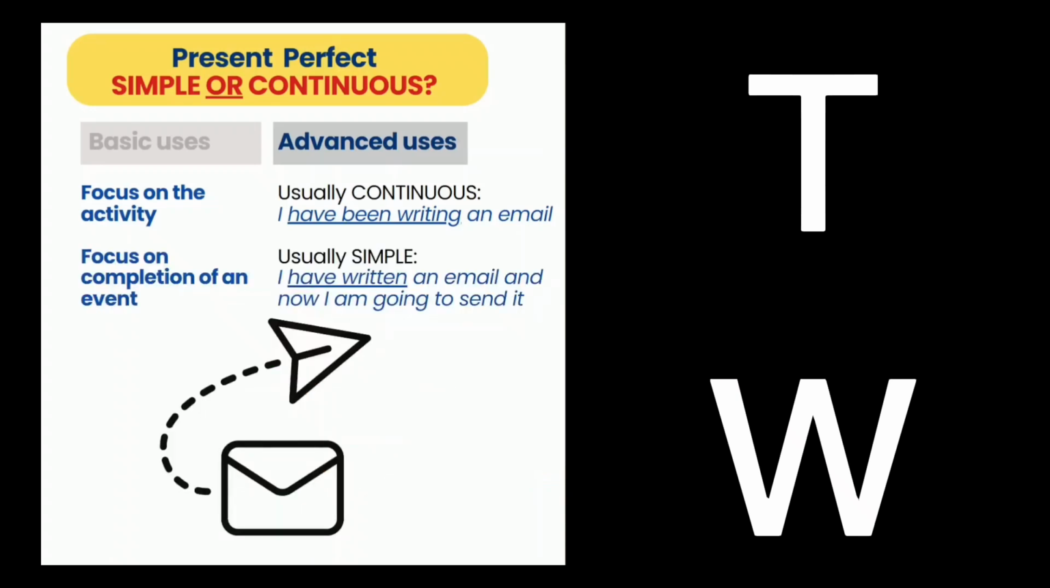If we focus on completion of an event, we use the simple form. I have written an email and now I am going to send it. We're talking about the same activity, but we're focusing on different things. If I say I have been writing, I'm interested in the process of writing. If I say I have written an email, I'm interested in the fact that an activity took place and the activity is complete in itself.